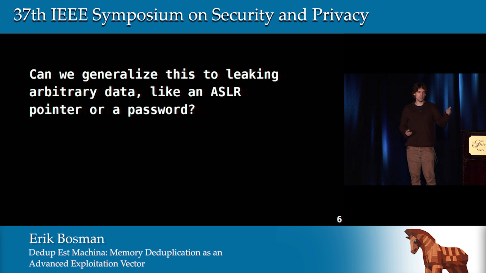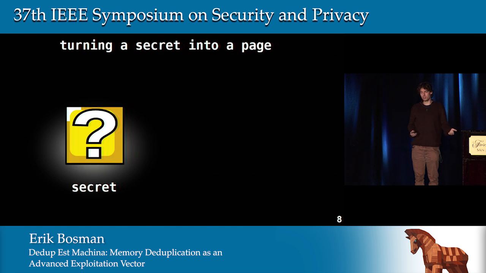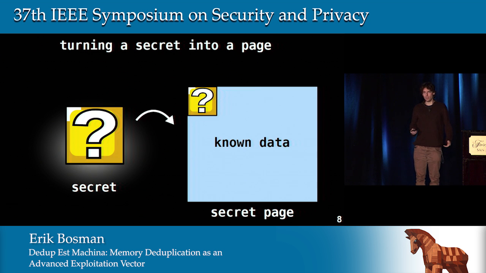but can we generalize this to leaking a small bit of information, like the randomization in a pointer or a password? So it turns out we can, but there are some challenges that we have to overcome. First of all, a small secret does not span an entire page. So we need to turn this secret into a page. We need to find a way to get a secret together in a page with all known data, so that we can predict what the whole page looks like.